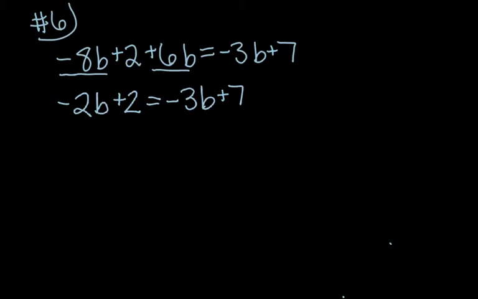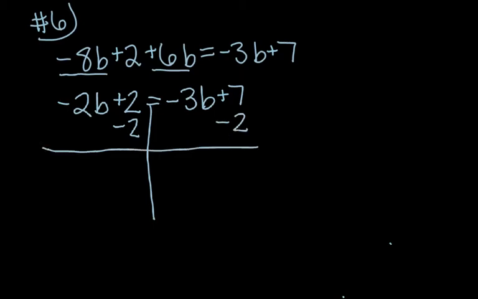So now I need to get all of my letters on one side and all of my numbers on the other side. To do this, whatever I do to one side of the equal sign, I have to do to the other. So I'm going to go ahead and do minus 2 on both sides. That way, on the left, 2 minus 2 is 0, and it cancels out. On the right, 7 minus 2 would be positive 5.